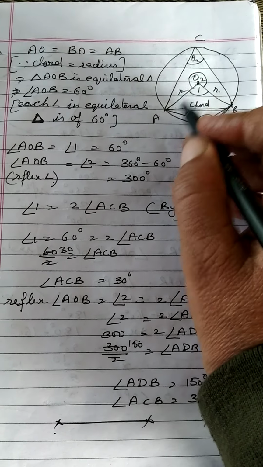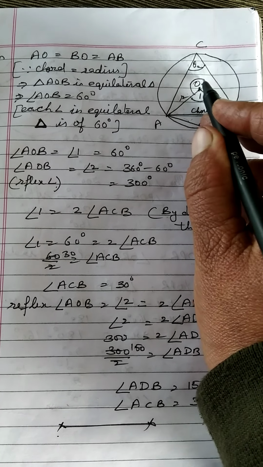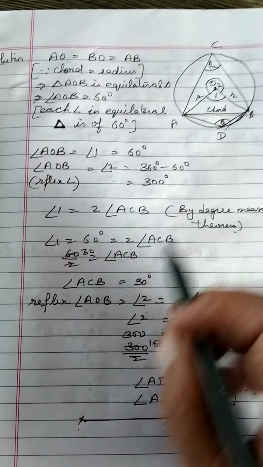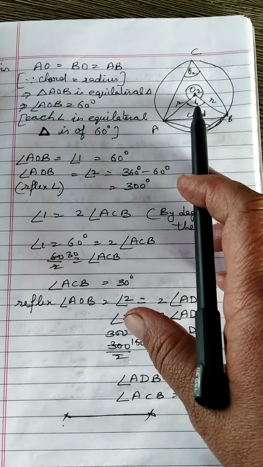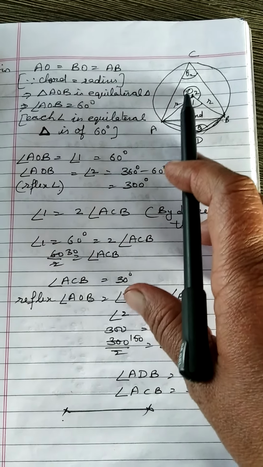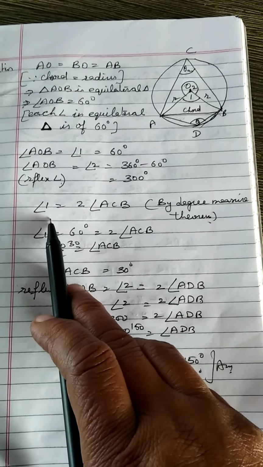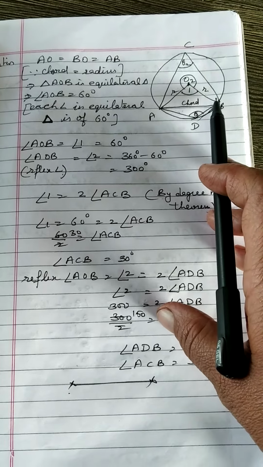This is again at O from A and B. This angle is the reflex angle. It is given the name angle 2. Then reflex angle AOB, angle 2, is equal to 360 minus 60. This angle is 60 degrees. Then this angle is 360 minus 60, it is 300.